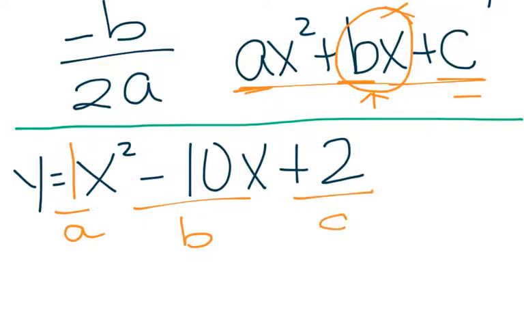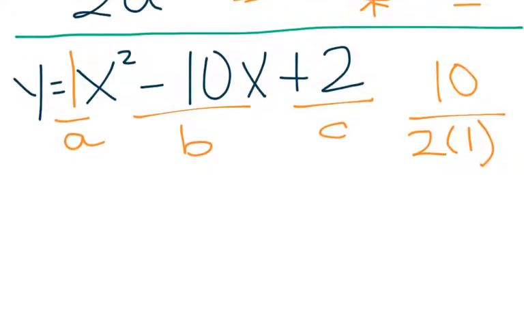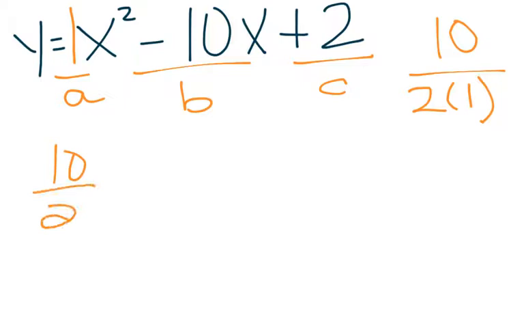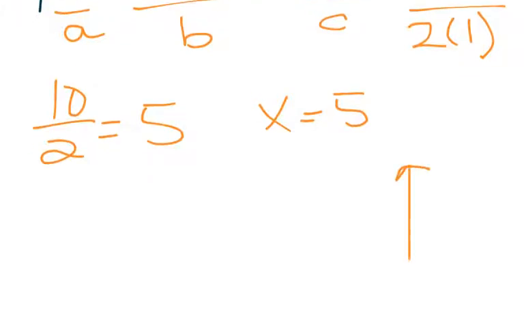Okay, so we're going to plug this in. So opposite of b is the opposite of negative 10, and the opposite of negative 10 is positive 10 over 2 times 1. So 2 times 1 is 2, and 10 divided by 2 is 5. So our axis of symmetry is x equals 5. So that means if we have a graph, our axis of symmetry, our parabola, goes through here. So it's going to be somewhere on this line, the vertex.